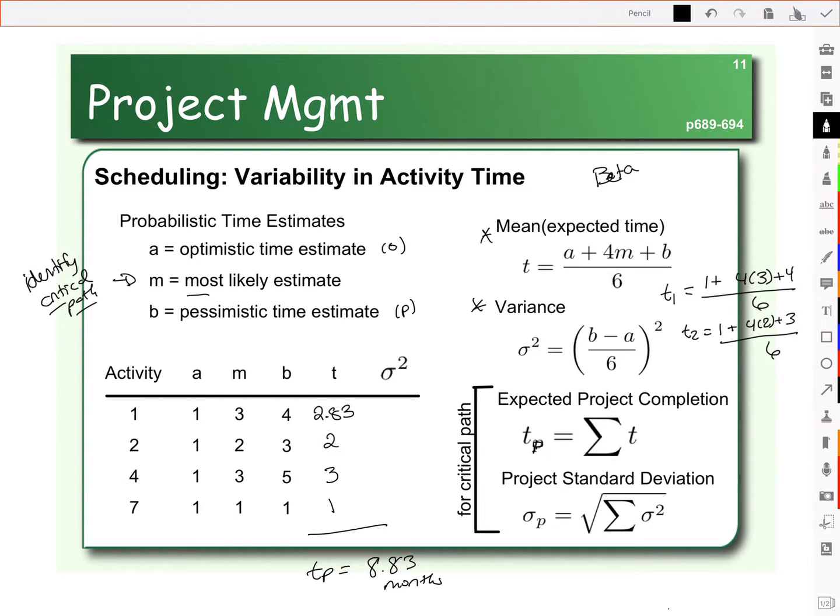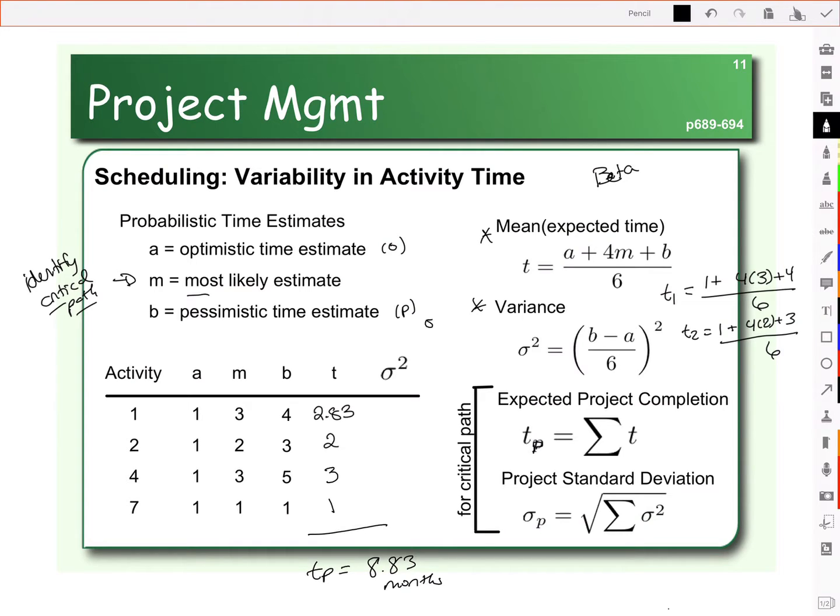Now that number is an estimate. So if we take into consideration the variability, we can then come up with the probability of being complete by a certain time. So we're going to need to calculate the variance for each of the activities. We take the two extremes, the most pessimistic and the most optimistic, and you can find the variance using this formula here. Sigma squared equals B minus A divided by 6, and then squaring the whole thing.